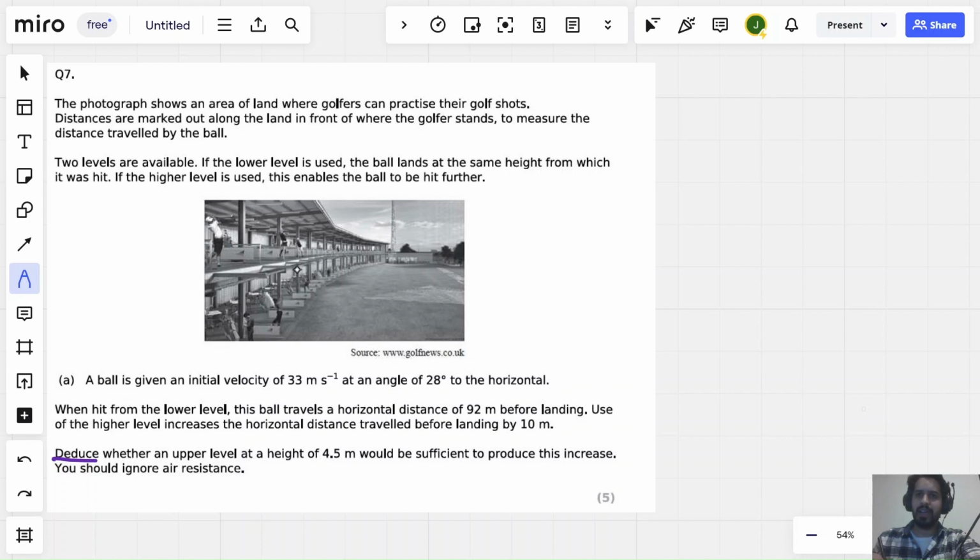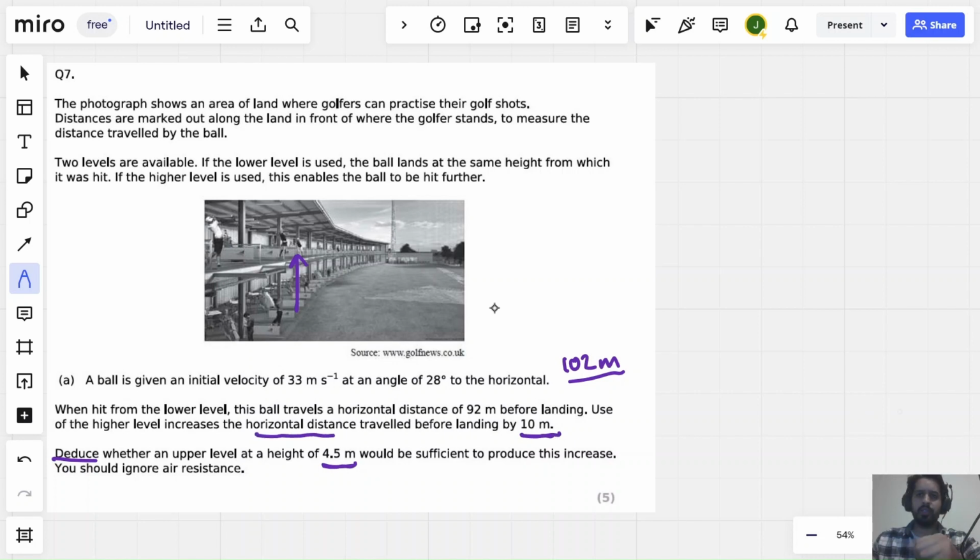The question is basically asking: if we hit the ball from the upper level, which is at a height of 4.5 meters, is this height sufficient for the ball to cover an extra 10 meters in the horizontal direction? So basically making the total distance traveled in the horizontal direction 102 meters, because if we hit it from the lower level, the ball is covering 92 meters. If we hit it from the upper level, it will cover an extra 10 meters, so it should cover a total horizontal distance of 102 meters. Is this height for the upper level enough to produce an extra 10-meter distance traveled in the horizontal direction?